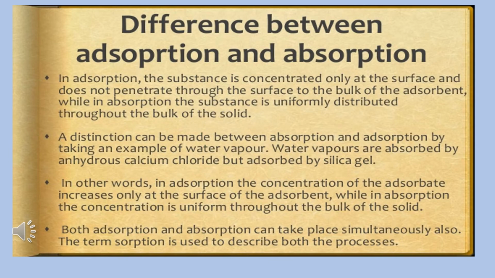Both adsorption and absorption can take place simultaneously sometimes. Then that process is called sorption. I repeat, sorption is the process in which both adsorption as well as absorption take place simultaneously. Is it clear, students? Sorption is the process where there is adsorption as well as absorption. Okay?